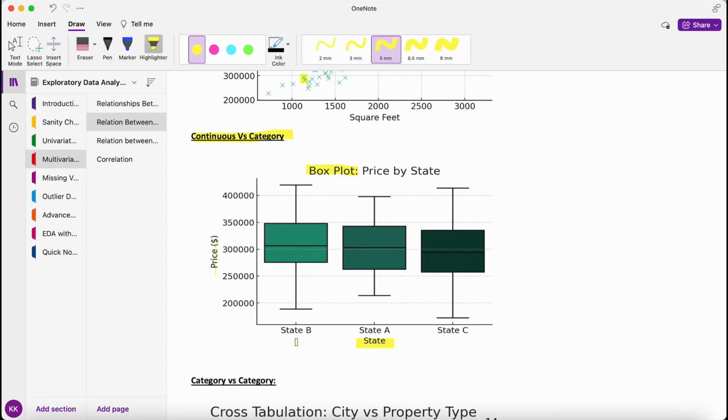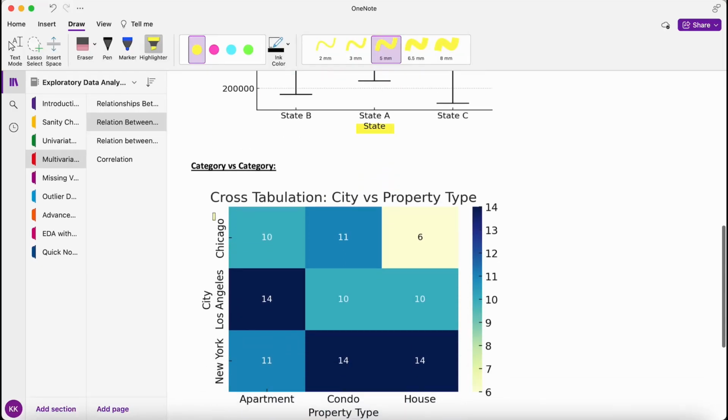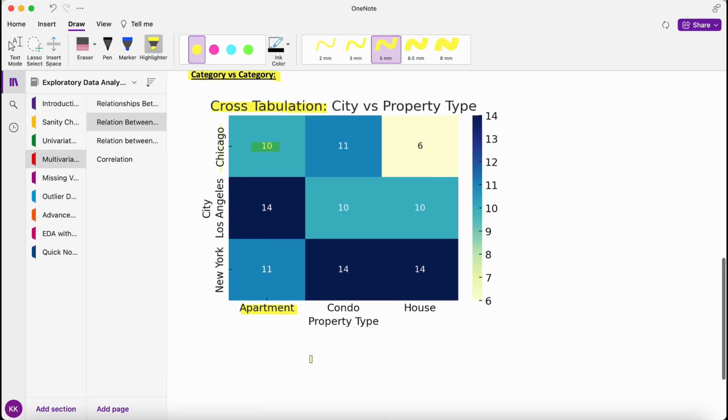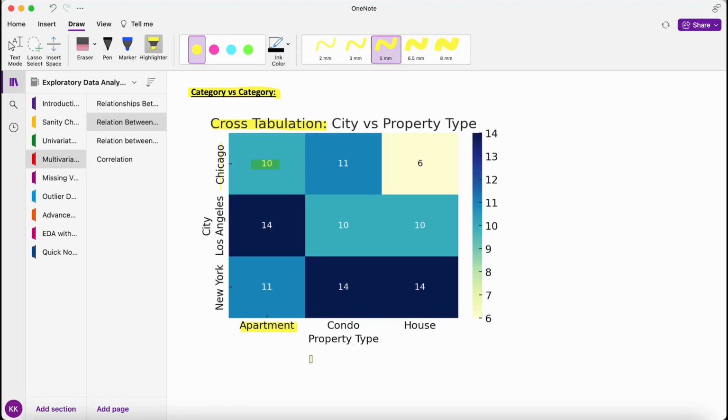3. Category versus category. For two categorical variables, cross-tabulation is an effective method to examine the relationship. It creates a table that displays the frequency of each category of one variable relative to the categories of the other variable. The cross-tabulation of city versus property type helps us see how many of each type of property is found in each city. This method is excellent for revealing patterns and potential relationships between categorical variables.